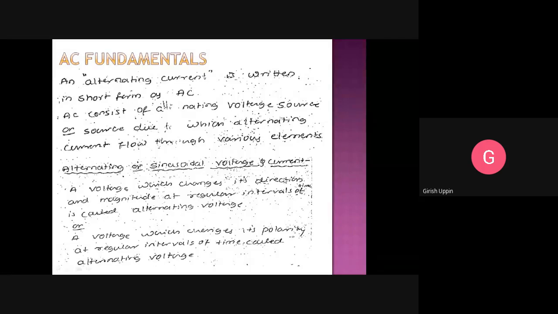Alternating or sinusoidal voltage or current: a voltage which changes its direction and magnitude at a regular interval of time is called an alternating voltage, or an alternate definition is a voltage which changes its polarity at regular interval of time is called an alternating voltage. So first thing is, what is an alternating quantity? When I say quantity, it can be current as well as the voltage. When a certain quantity changes its magnitude or direction continuously, then it is called an alternating quantity.